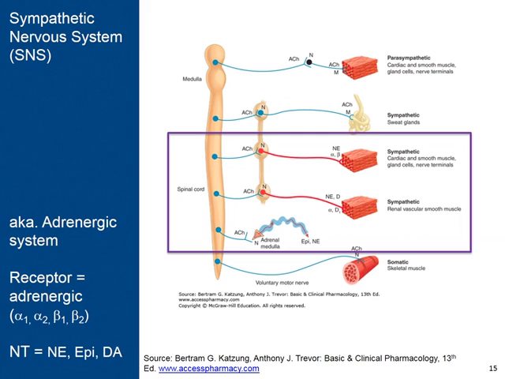This system is called the adrenergic system because the neurotransmitter that is released is epinephrine. Epinephrine is also known as adrenaline. One of the other transmitters, or actually probably even more common than epinephrine, is norepinephrine or noradrenaline. So adrenergic comes from the word adrenaline. The final neurotransmitter that is used in this system is dopamine. Dopamine, norepinephrine, and epinephrine are all very similar chemicals.